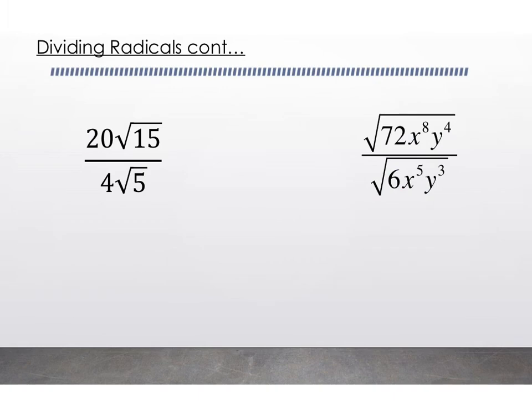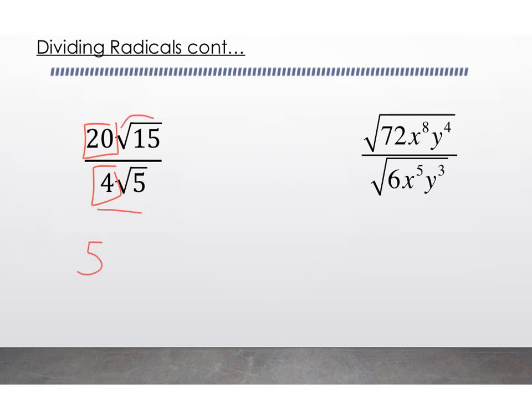So here's some extra examples involving variables, involving coefficients. If you take a look at that first one here, anytime you have coefficients involved, remember those are not the index. You still want to divide them as usual. So 20 divided by 4 ends up being 5.